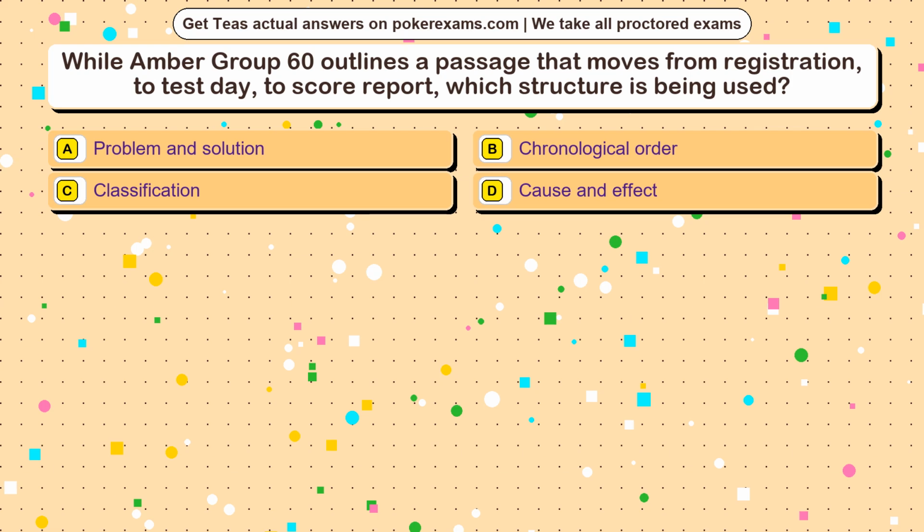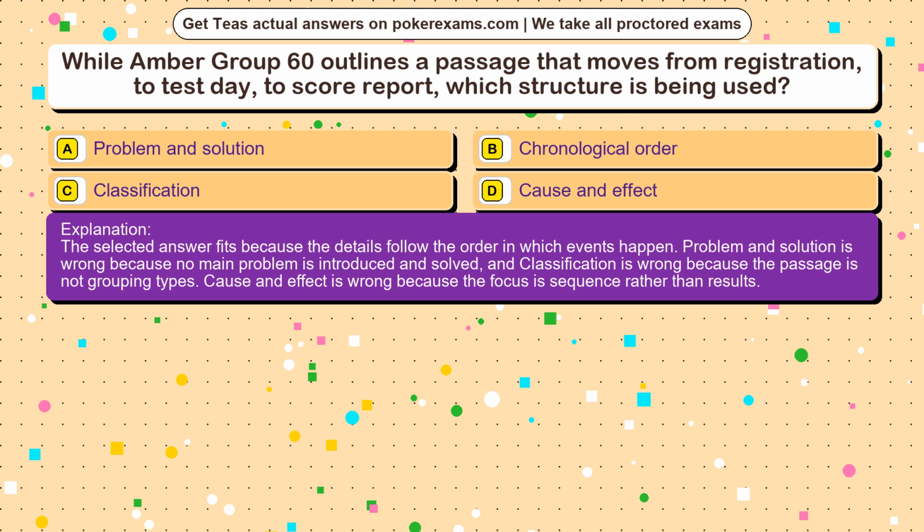The correct answer is option. The selected answer fits because the details follow the order in which events happen. Problem and solution is wrong because no main problem is introduced and solved, and classification is wrong because the passage is not grouping types. Cause and effect is wrong because the focus is sequence rather than results.